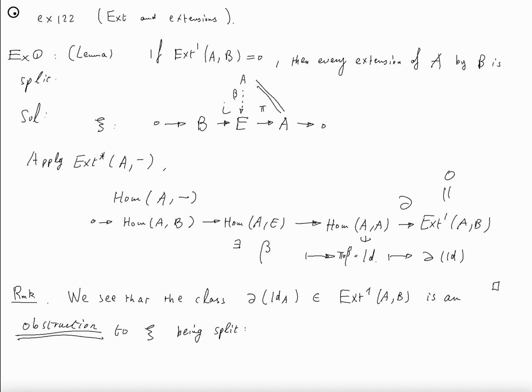Or just to be safe and specific as we described here, the obstruction of C being split is this image under the differentiation partial of the identity of A.